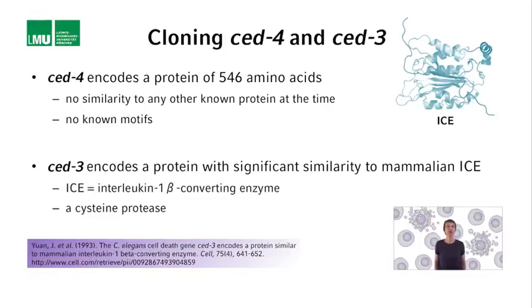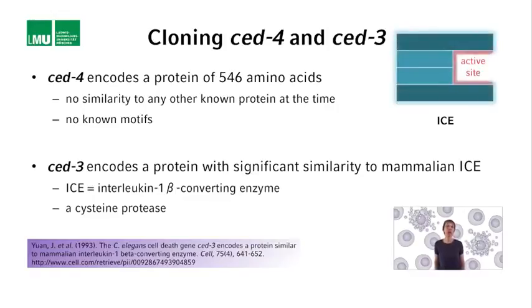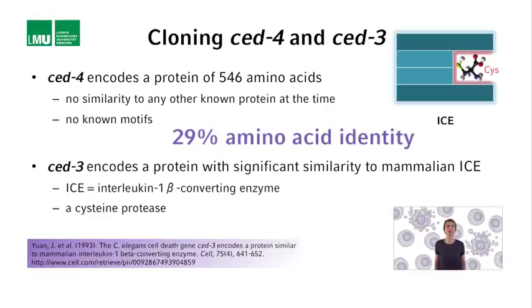And ICE had already been shown to be a cysteine protease. Proteases are enzymes that can cleave peptide bonds between amino acids and therefore proteins. Cysteine proteases are proteases that have in their active site, the site that's essential for peptide bond cleavage, a cysteine. Overall, the nematode Z3 protein shares 29% amino acid identity with human ICE.